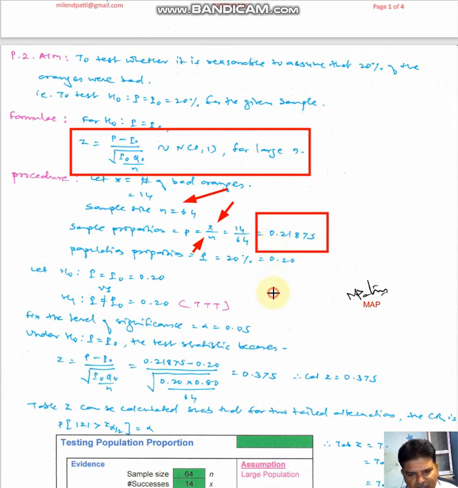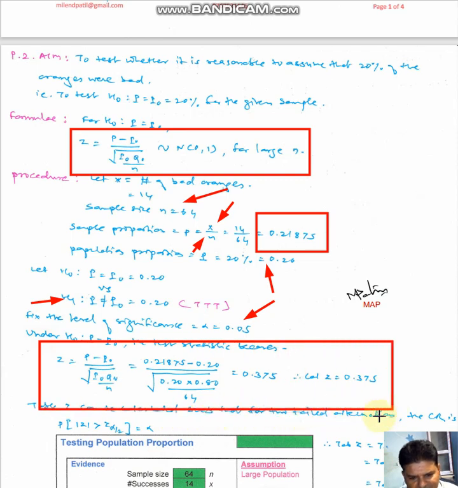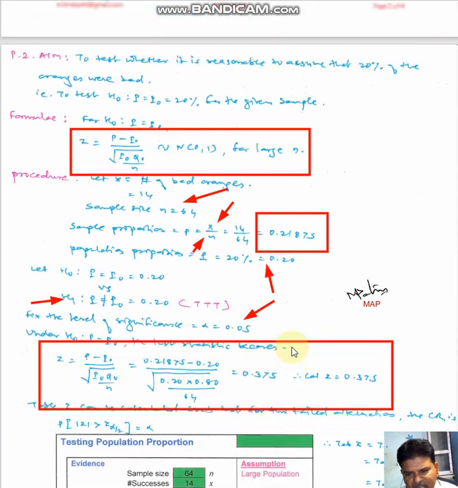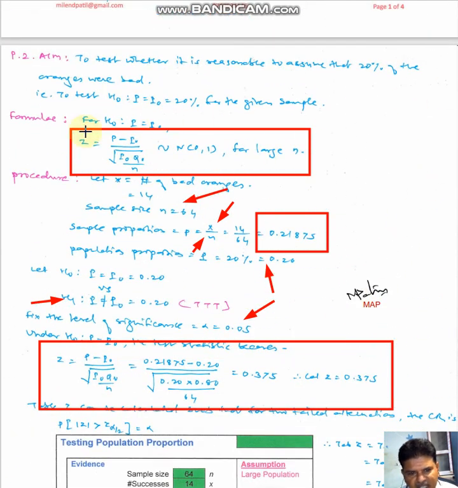And what is the population proportion value? The population proportion value is 20%. The test is a two-tailed test. The level of significance is 0.05. Apply this and put in the values. What are we getting? We are getting the value of Z as 0.375. Then we need to compare this value with Z alpha by 2, since it is a two-tailed test.